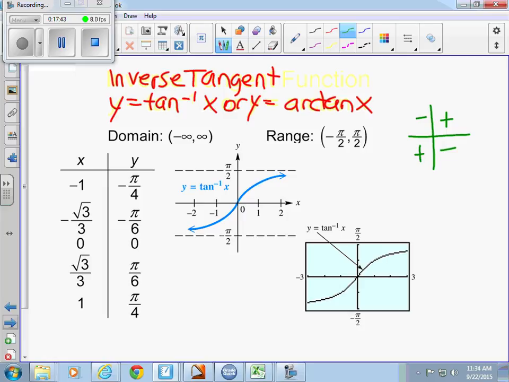The domain is negative infinity to infinity, which makes sense. The range of tangent is negative infinity to infinity, so when you switch those, the domain is negative infinity to infinity. The range is negative pi over 2 up to pi over 2, and that's because we restricted it to only the first four quadrants.